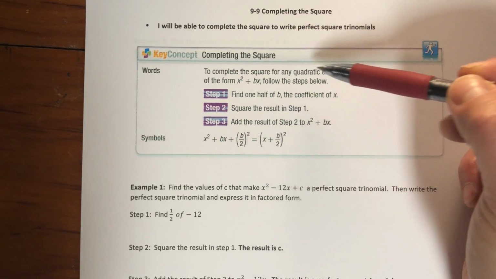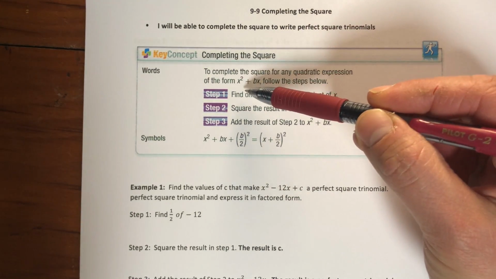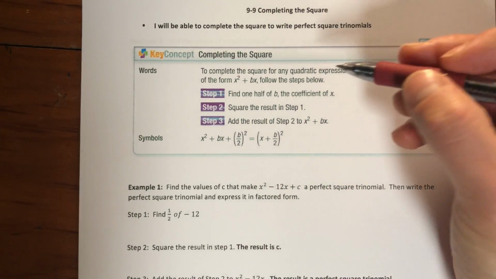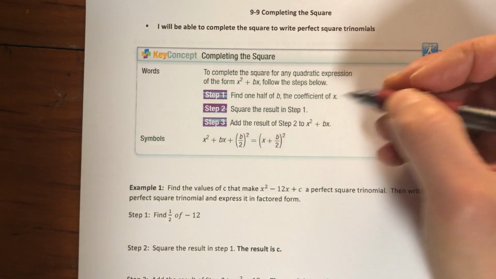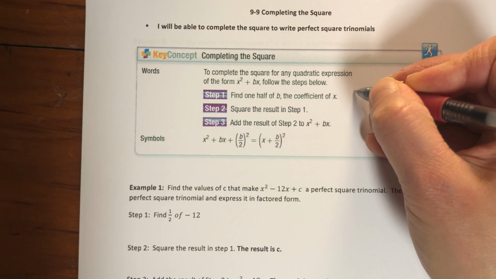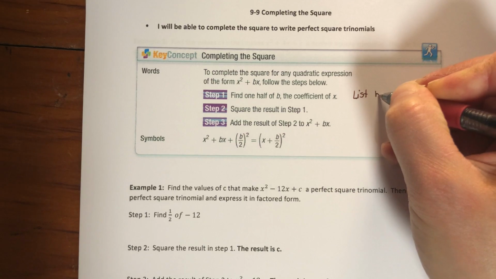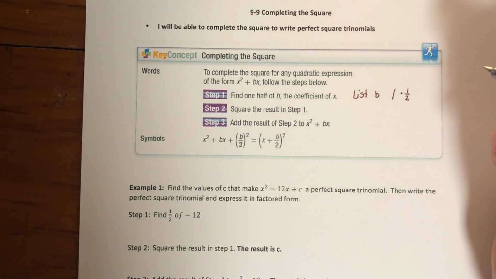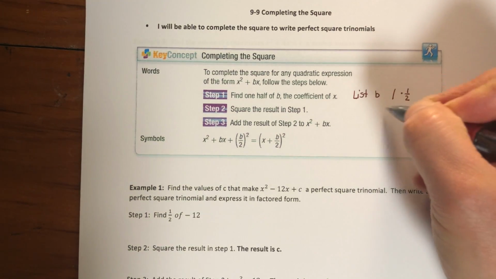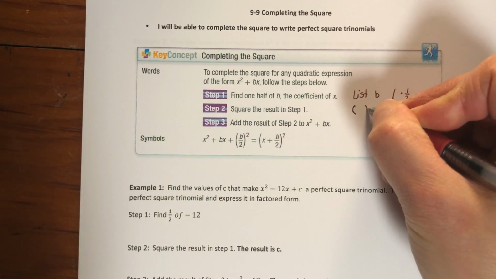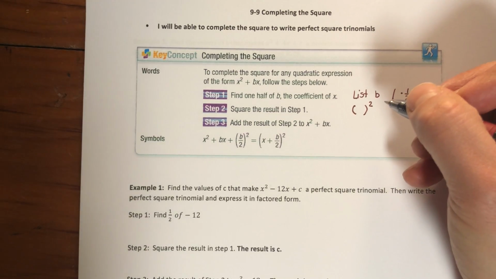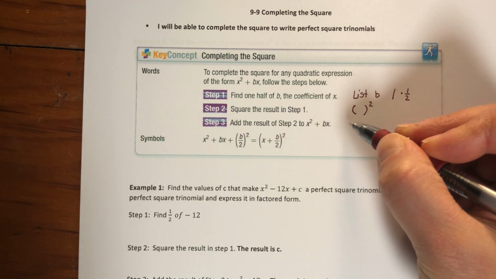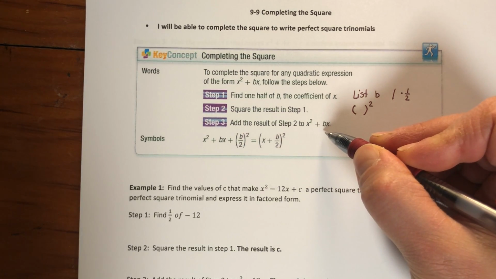To complete the square for any quadratic expression of the form x squared plus bx, you will follow the steps below. First of all, you are going to find 1/2 of b. I will ask you to list b, and then we are going to multiply it by 1/2. I will show you this in a second. Then, whatever you get, we'll put it in parentheses and carefully square it. And then the last thing is, you are going to take the result of this and add it to x squared plus bx.